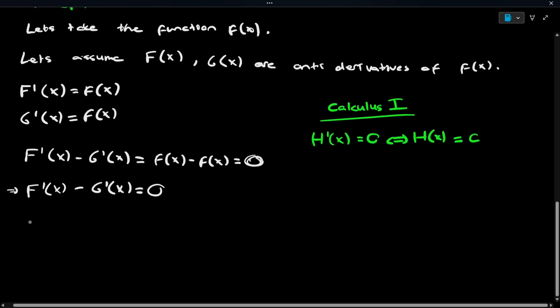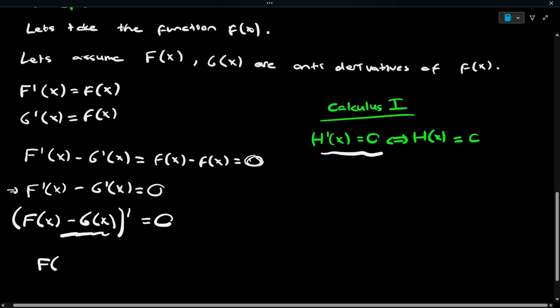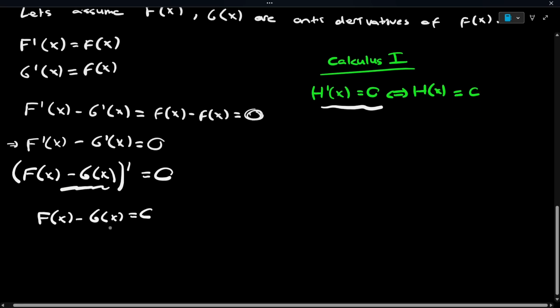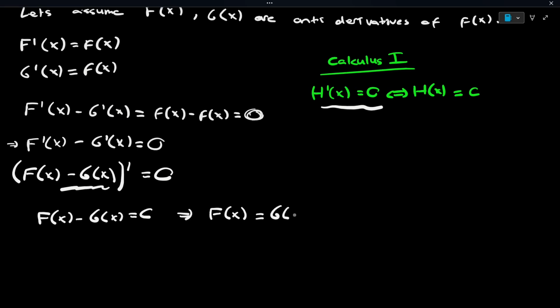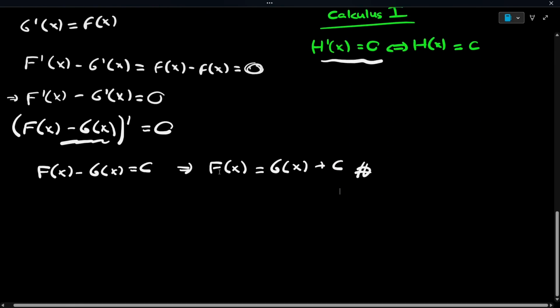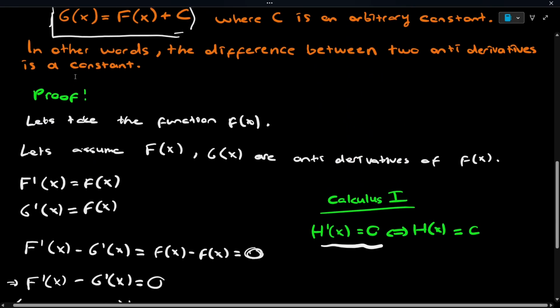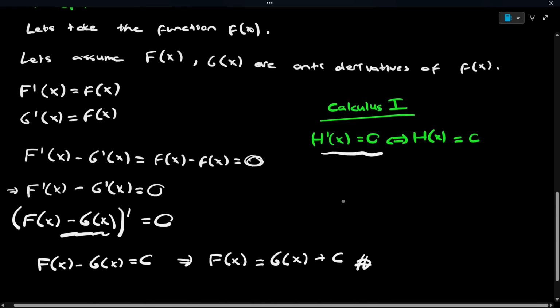Why do I need to remember this? Because I can write this as F of x minus G of x differentiated is equal to 0. This is also from calculus 1. I get a new function here, so this has to be a constant because of the calculus 1 rule. Therefore, F of x minus G of x has to be a constant, which means F of x can be written as G of x plus c, which proves the theorem. So the only difference between two antiderivatives is a constant. We showed that that is true.